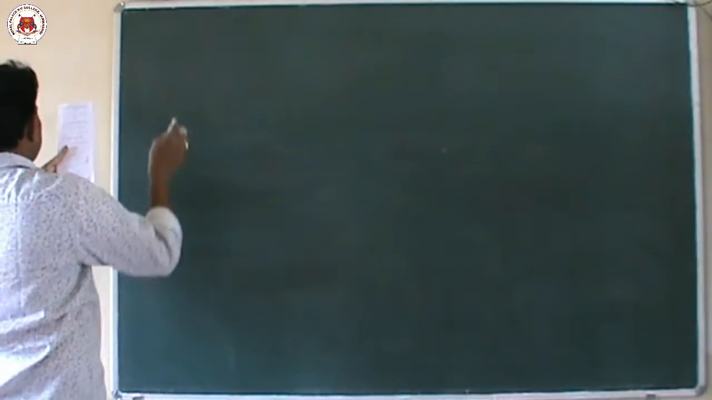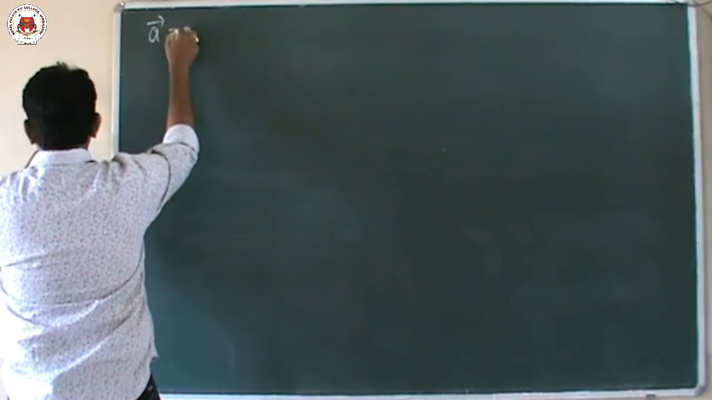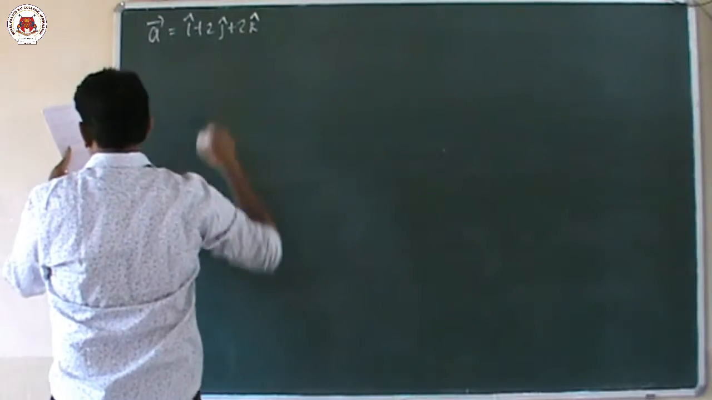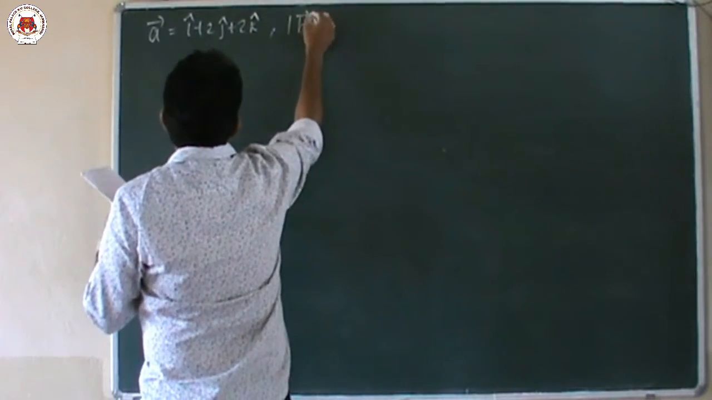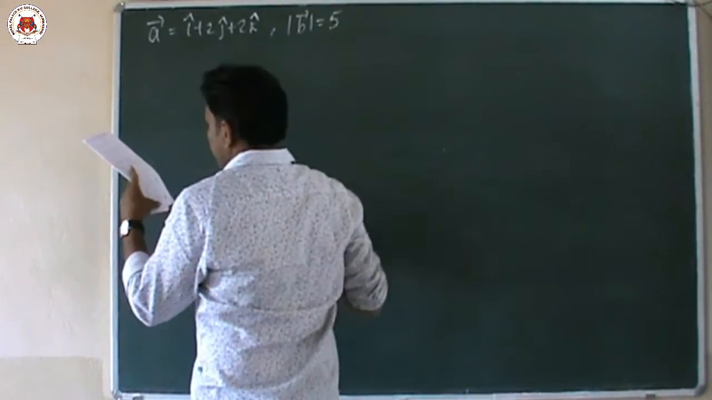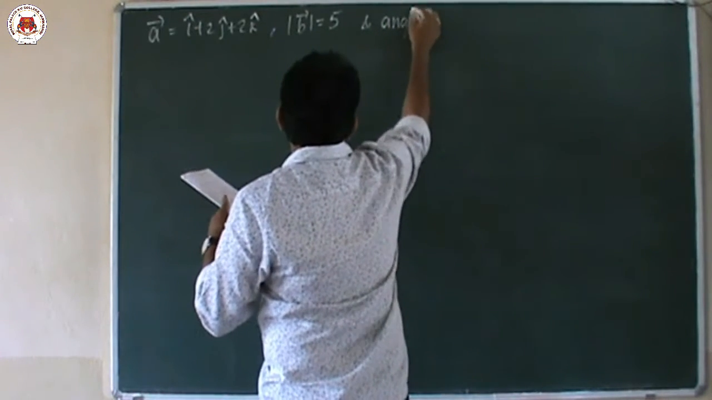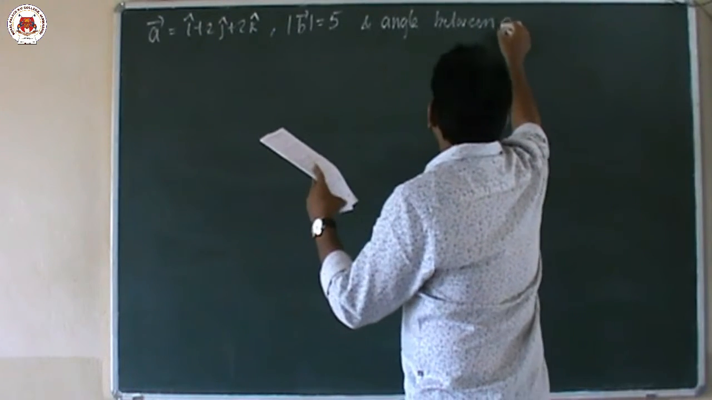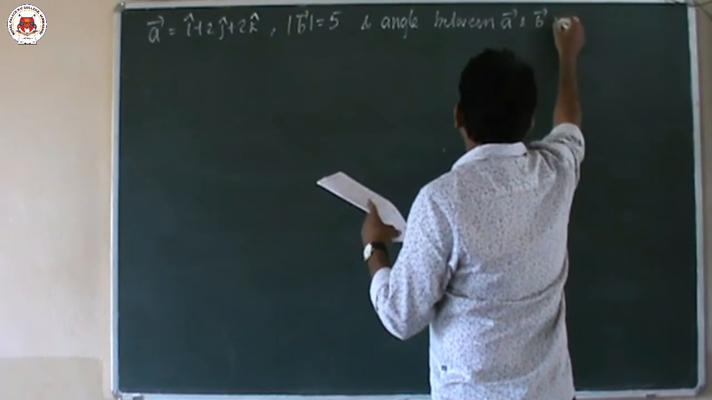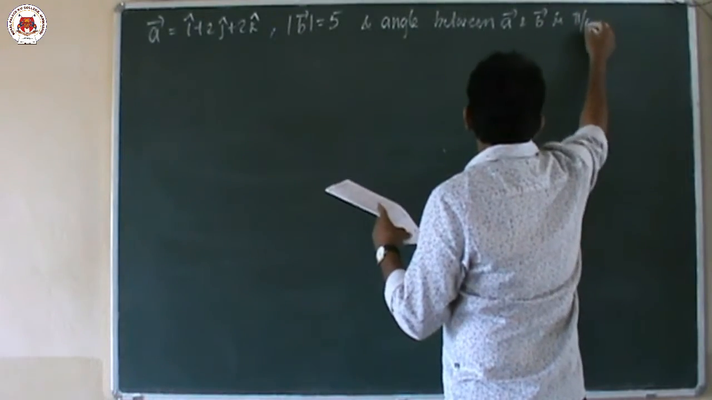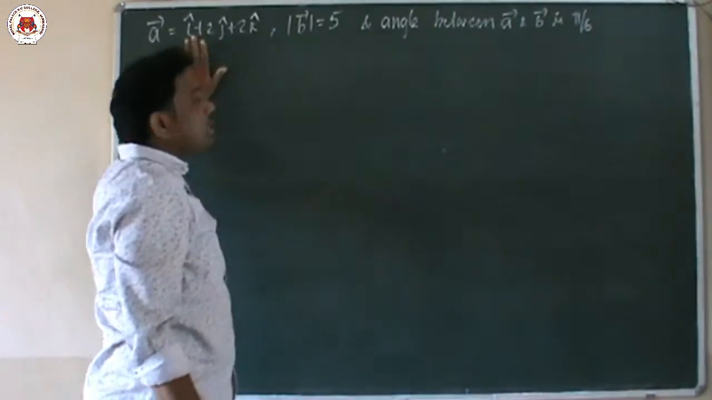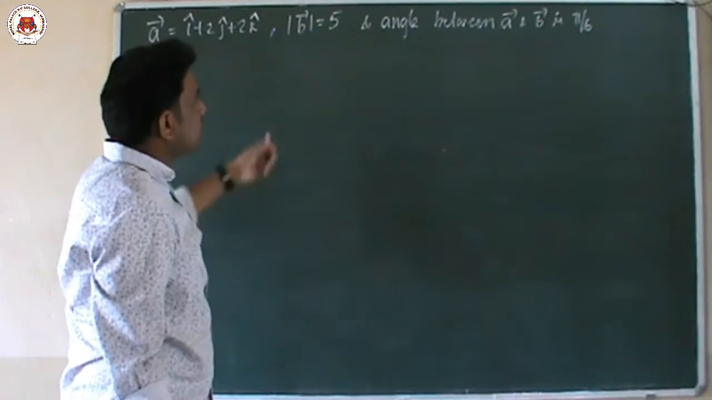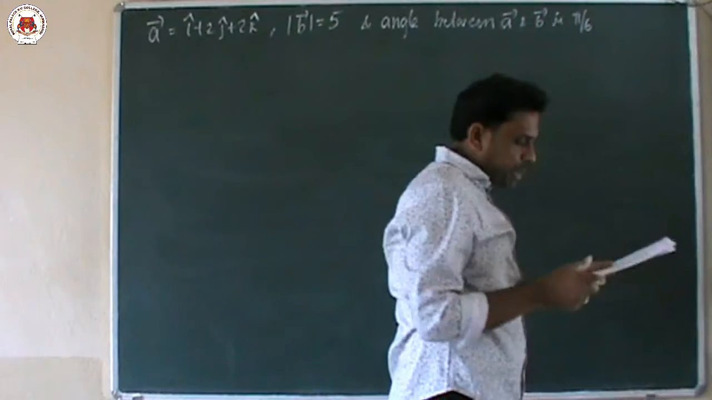So next question. Vector a equals i cap plus 2j cap plus 2k cap, mod of b vector equals 5, and he said that the angle between a vector and b vector is pi by 6. So here a vector is given, but he has not given b vector, he has given mod of b vector. Mod of b vector equals 5, and he has given the angle between a and b is pi by 6.